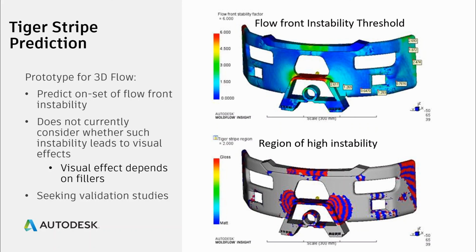What this feature does is it gives a result showing the flow front instability threshold, and in regions where this flow front instability is high, depicts the areas of potential tiger stripes.